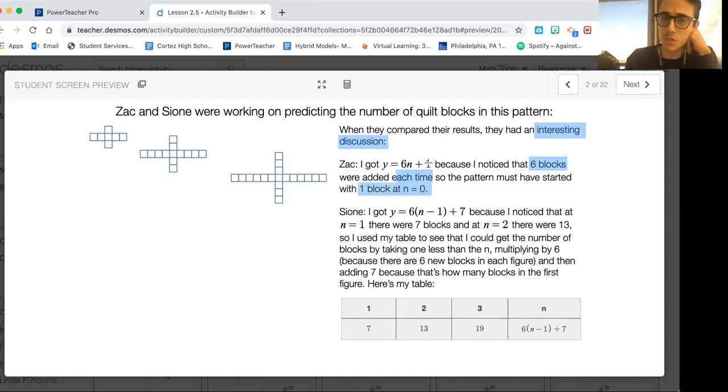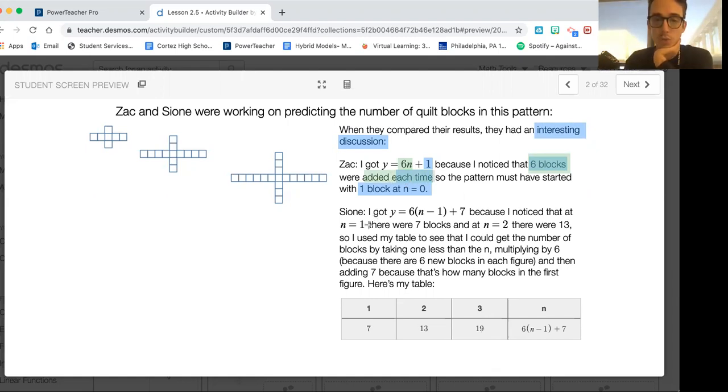It looks as if we're starting with that 1 block right here, and 6 blocks are added each time. So that's represented with 6n. 6 blocks added each time, 6 times n makes sense. Okay, Zach's onto something there.